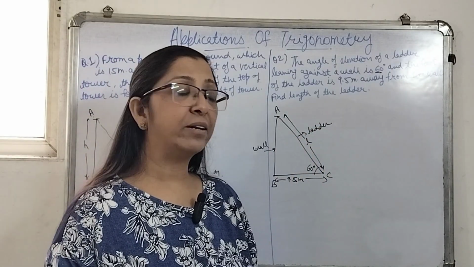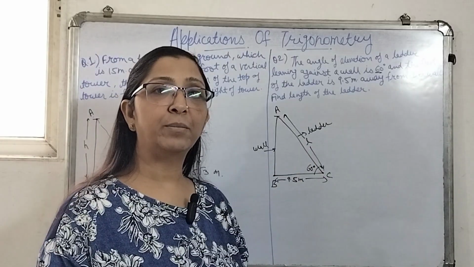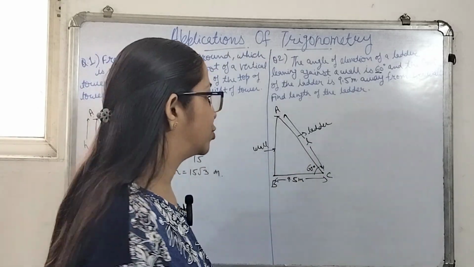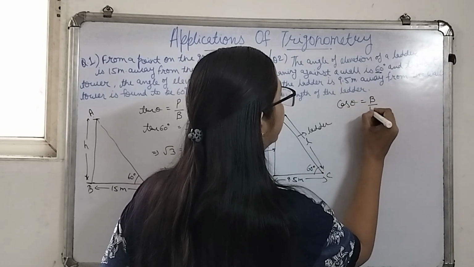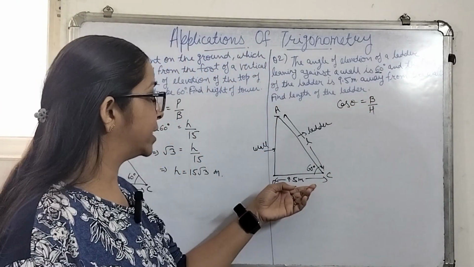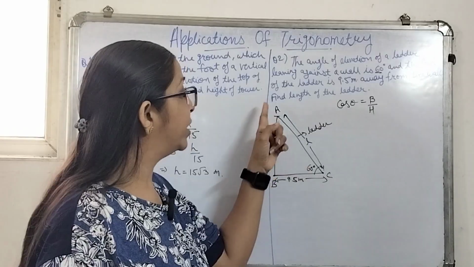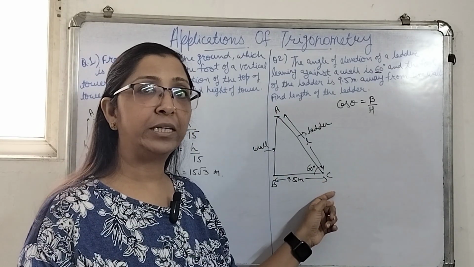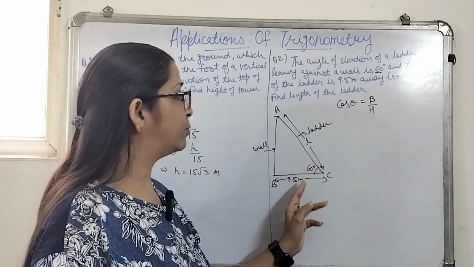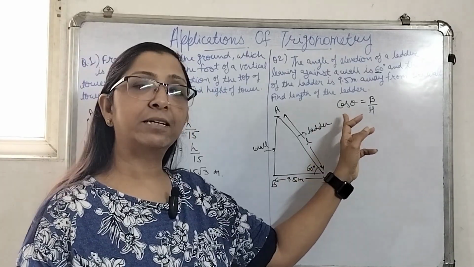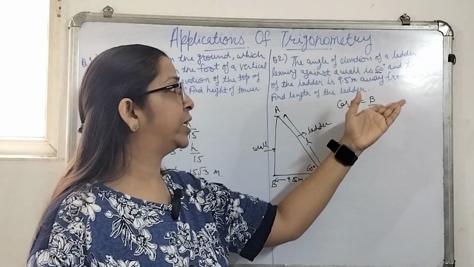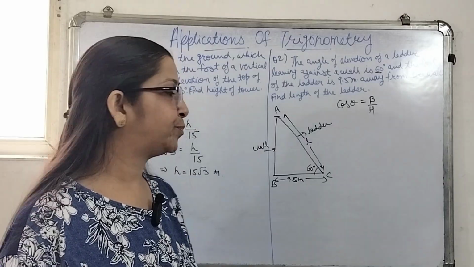In which trigonometric ratio do base and hypotenuse come? If we recall, we'll know that cos theta is base upon hypotenuse. We have the value of the base here. We have to find the value of the hypotenuse. So we will choose the trigonometric ratio in which base and hypotenuse come. We can take sec theta also, because sec theta is hypotenuse over base.